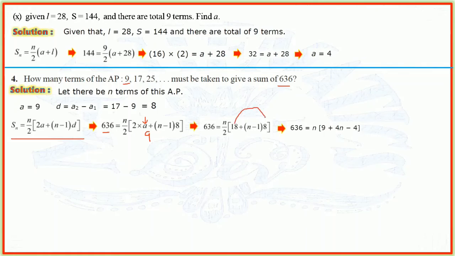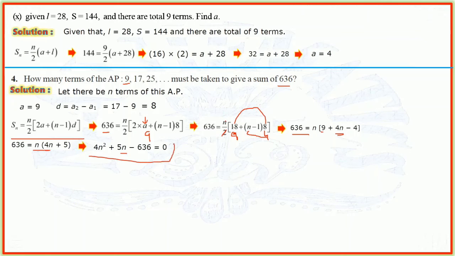We take 2 common from these two terms, so 18 becomes 9 and 8 becomes 4. After taking 2 common, 636 is equal to n into 9 plus 4n minus 4. So 9 minus 4 is 5. 636 is equal to n into 4n plus 5, which is 4n square plus 5n minus 636 equal to 0.